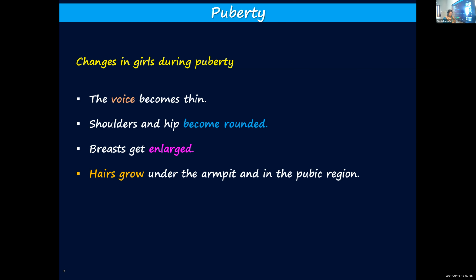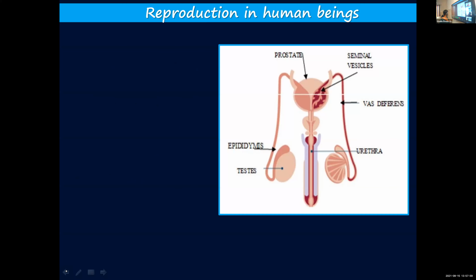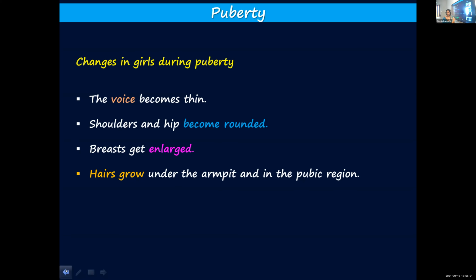Okay. And about the changes, I also said some of the changes are similar, common for both boys and girls. Some of them are different for them. And these changes are taking place slowly. It might take years or months. It is not taking place within a day or two. It will take several months. For some, it will be months. For others, it can be years.